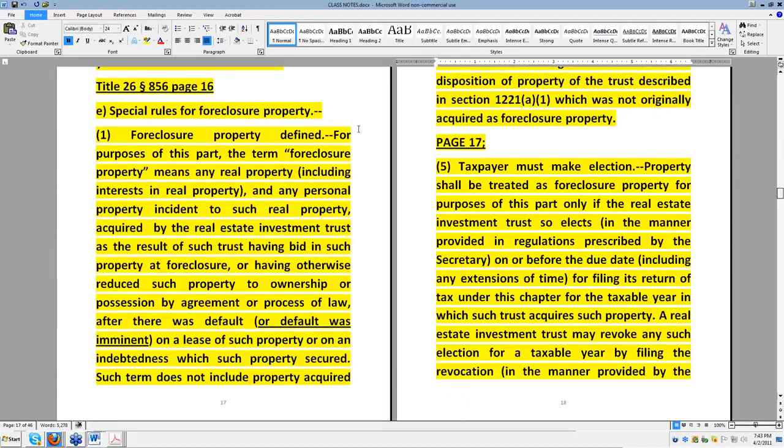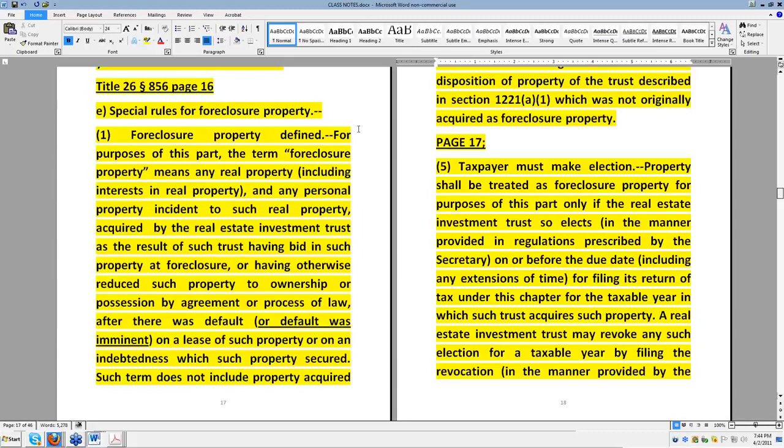You got to go up to page 16. Number E, special rules for foreclosure property. 1. Foreclosure property defined. For purposes of this part, the term foreclosure property means any real property, including interest in real property, and any personal property incident to such real property, acquired by the real estate investment trust. Nothing was acquired by the trust. Right. As the result of such trust having bid in such property at foreclosure, or having otherwise reduced such property to ownership or possession by agreement or process of law, after there was a default or default was imminent on a lease of such property or on an indebtedness which such property secured.